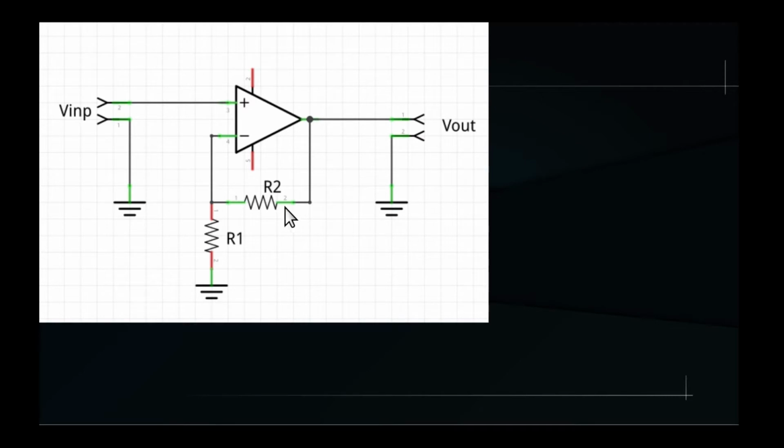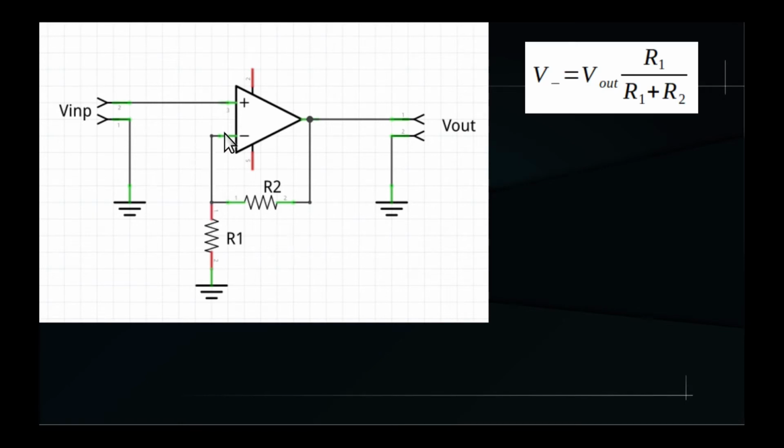Because there is no current flowing in or out of the inverting input, we can safely say that V-, the voltage applied to the inverting input, is given by the output voltage Vout going through the voltage divider made of R2 and R1. So V- equals Vout times R1 divided by the sum of R1 plus R2. We also know that the voltages of the two inputs must basically be the same, so V- must be equal to V+, and V+ is the same as Vin.